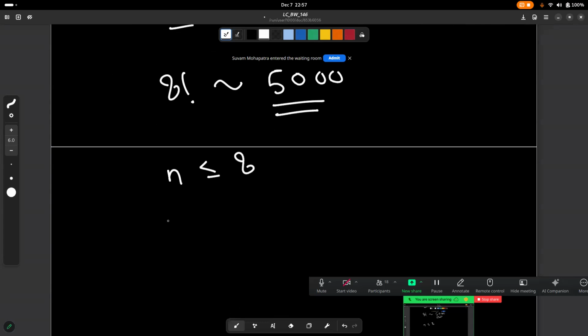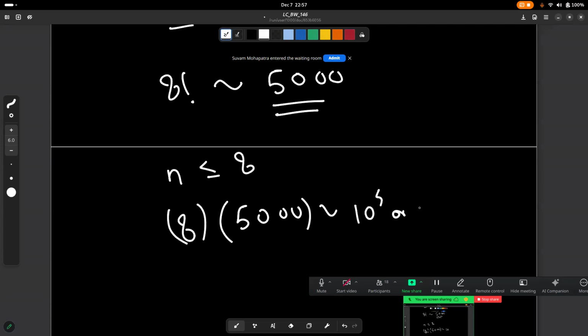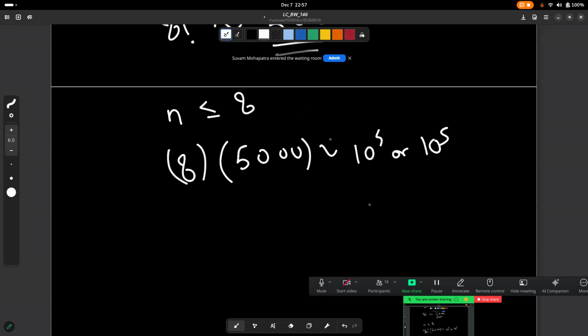So you'll have to check each permutation, which is of size at most 8, and n factorial such permutations, which is about 5,000. So this will still be around 10 raised to power 4 or 10 raised to power 5. Actually, this will be like 4 times 10 raised to power 4, which is less than equal to 10 power 5. So this will still fit in the constraints.